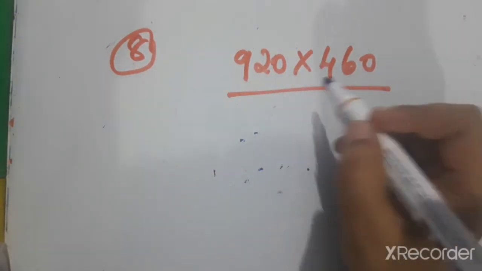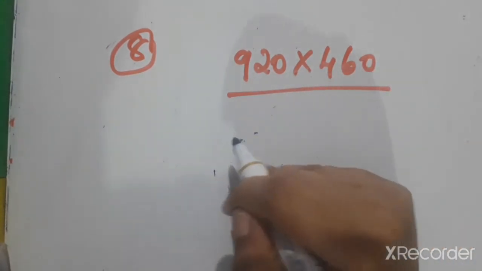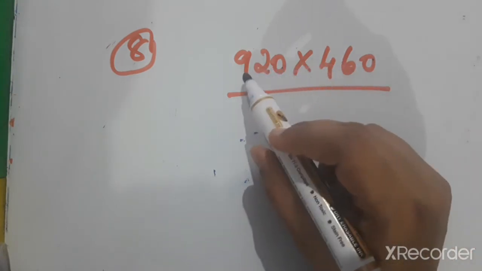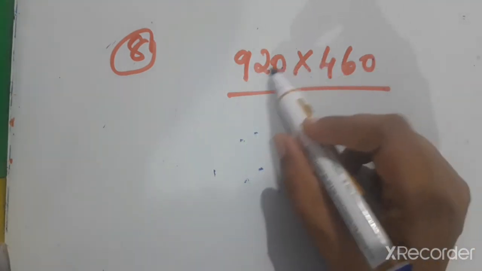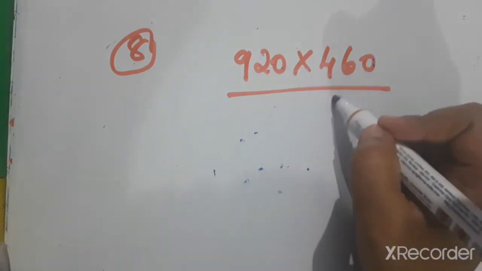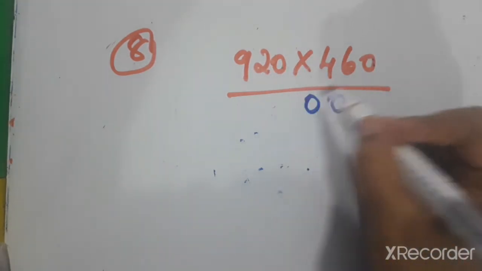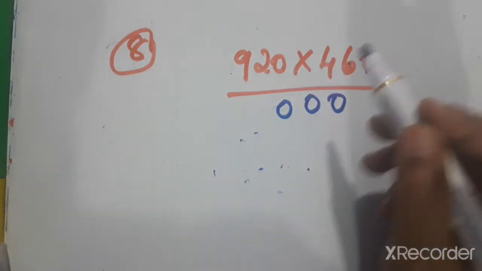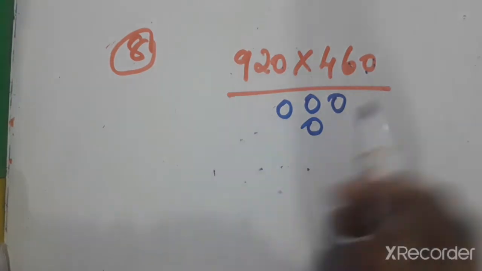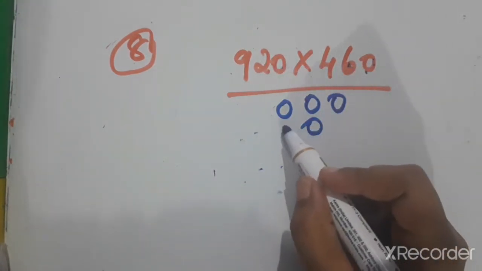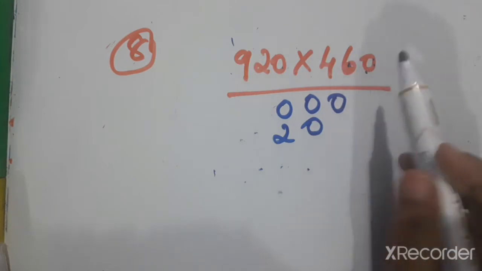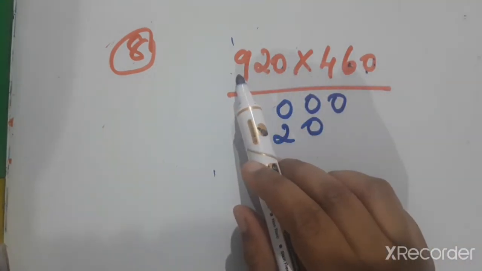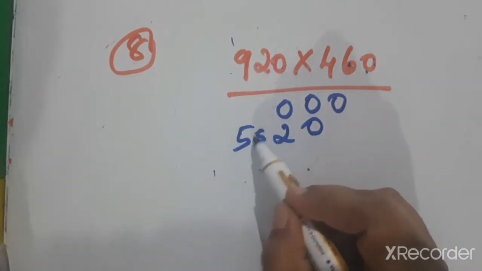Now eighth question, children, 920 into 460. So first with 0 we have to multiply each number, then with 6 we have to multiply each number, that is in second line, and with 4 we have to multiply each number. Now 0 into 0 is 0, 0 into 2 is 0, 0 into 9 is 0. That line is over. Now with 6 we have to multiply. 6 into 0 is 0. Then 6 2s are 12, 12 means 2, 1 carry out to next place. 6 nines are 54, 54 plus 1, 55.